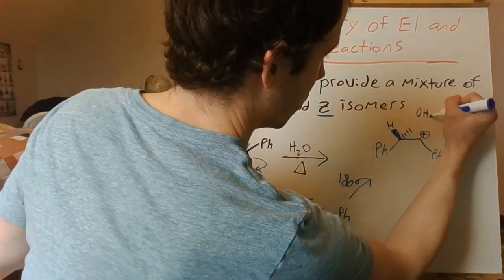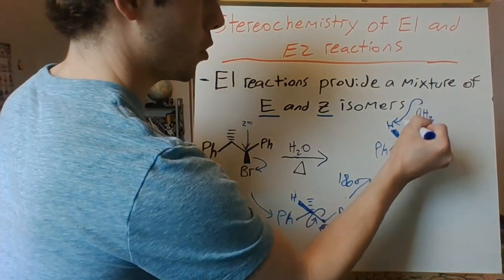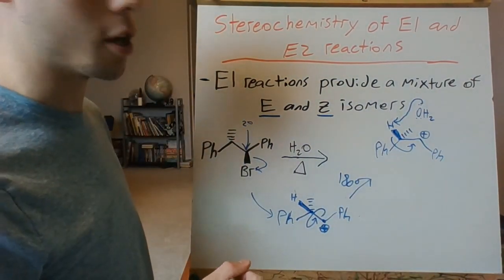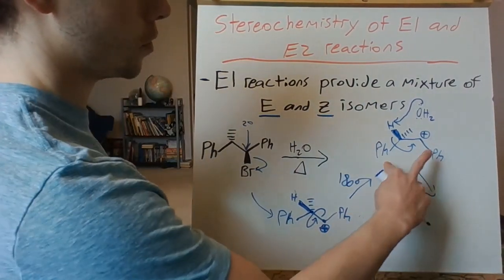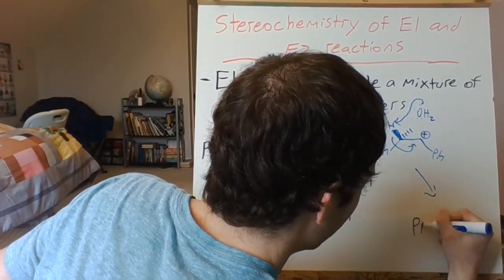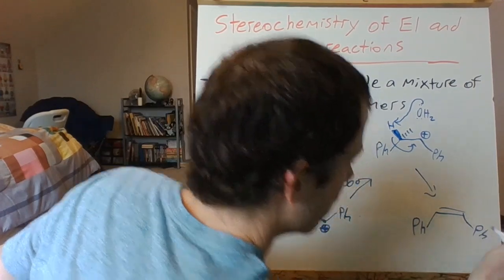So let's finish off our mechanism here. We take our base, which is water. We grab this proton right here and move those electrons down towards the carbocation. And what is the outcome of this? Like I just mentioned, the phenyl groups are on the same side, and so they'll be on the same side of our alkene product. So something like that.